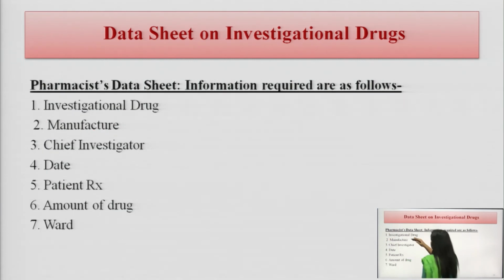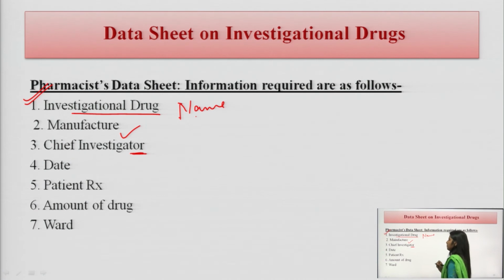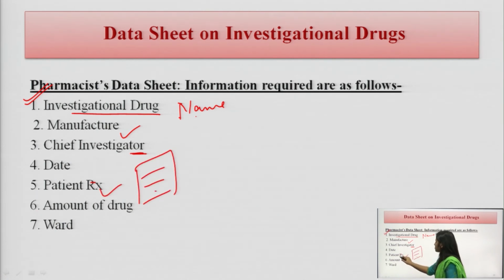Similarly, the pharmacist also records some information, in which the same investigational drug is written, what is the name of the drug, who are the manufacturers, then who is the chief investigator of the study, meaning the principal investigator, who is mainly responsible for the study, the date the amount is received, patient, whole therapy. So this is a new thing which is given by the pharmacist.